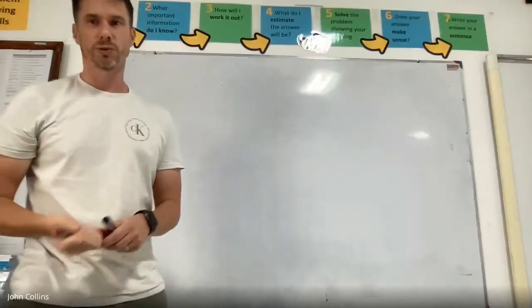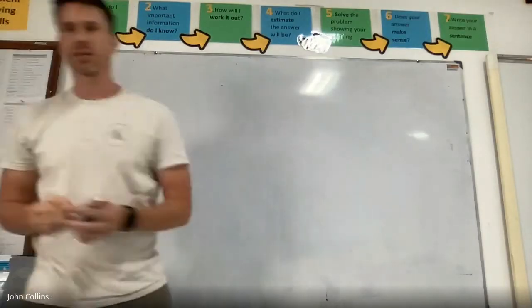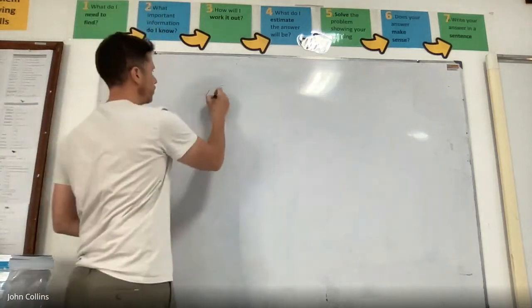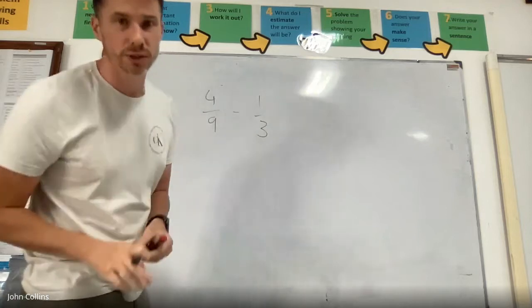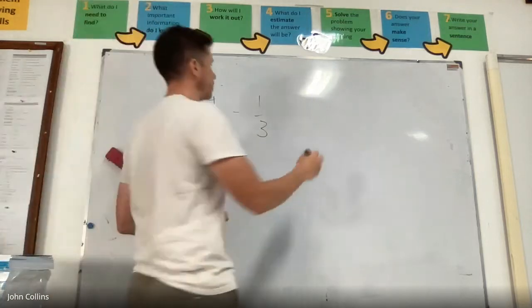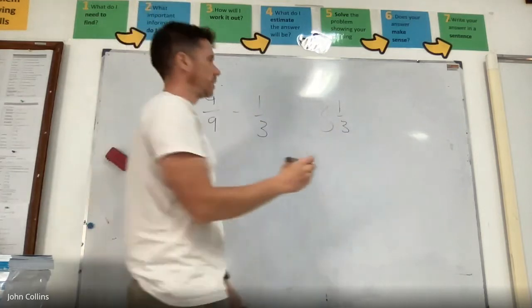First level questions should have been pretty, hopefully straightforward for most of you guys. It was 4/9, take away 1/3. The second question was 3 1/3, take away 1 1/2.